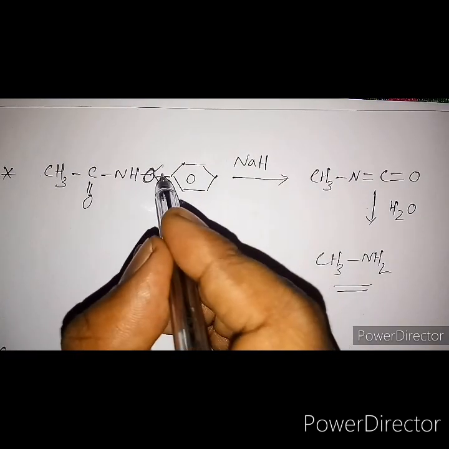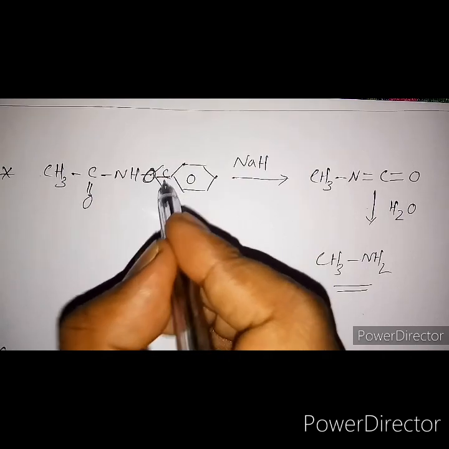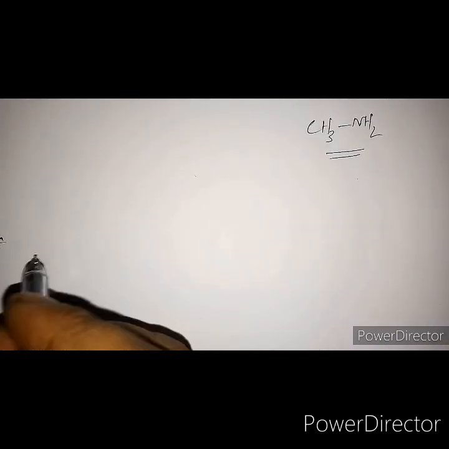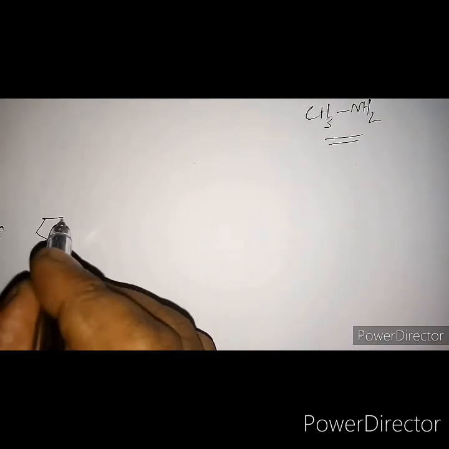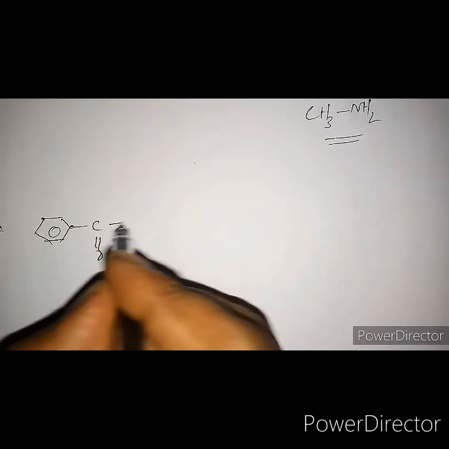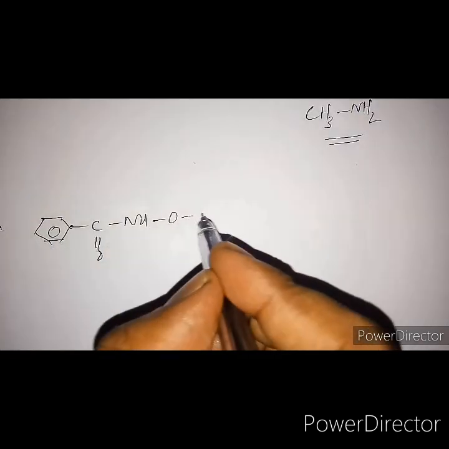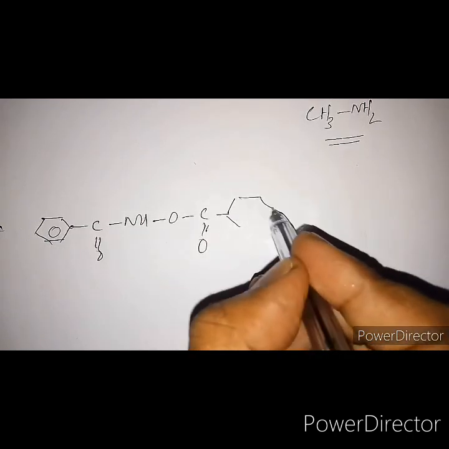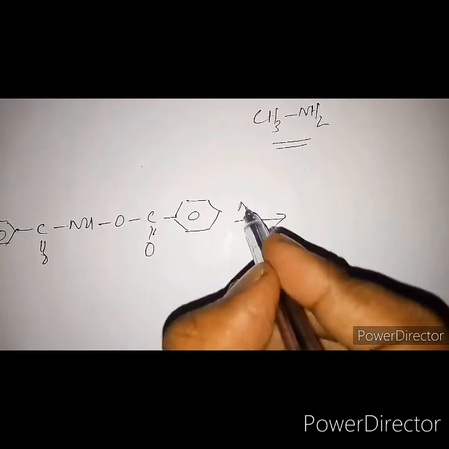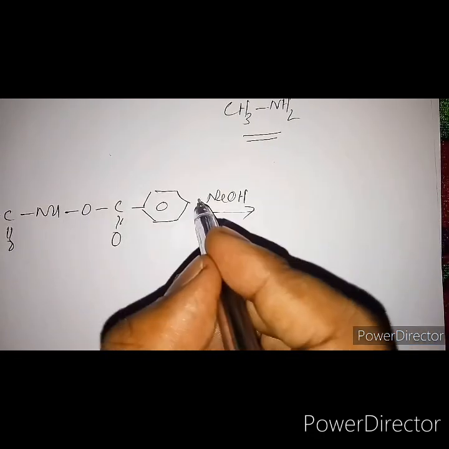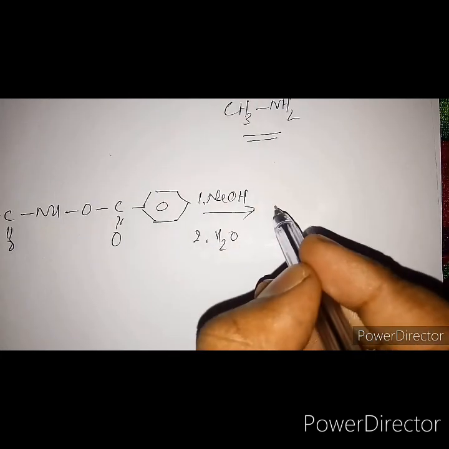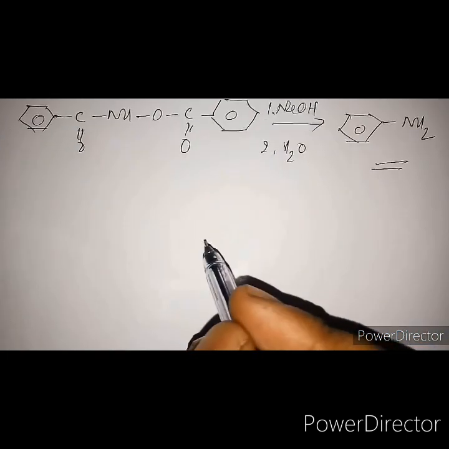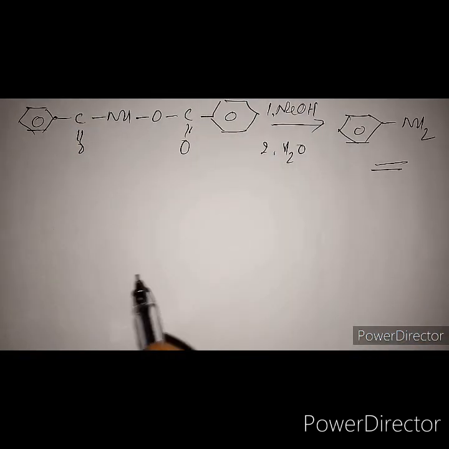Here it has to be OCO. There should be CO. So O-acyl derivative, OCO. So another example: sodium hydroxide, hydrolysis reaction. So directly we will get NH2, a primary amine. So this is a Lossen rearrangement.